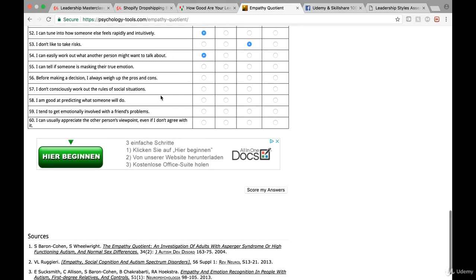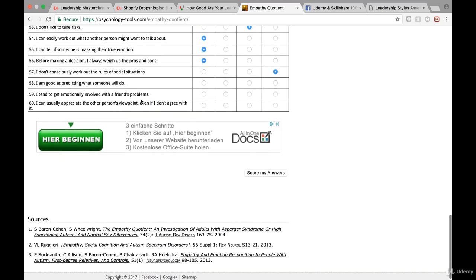Yep. I can tell if someone is masking their true emotion. Yep. Before making a decision, I always weigh up the pros and cons. Absolutely. I don't consciously work out the rules of social situations. Well, actually, strongly disagree. I do that quite a lot.